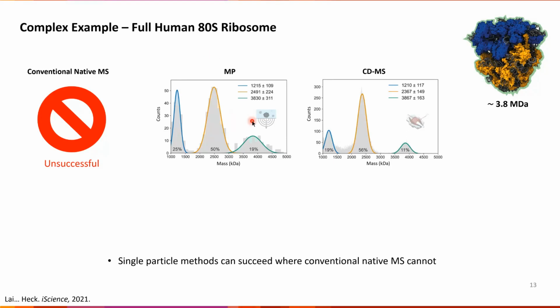We see a distribution here at around 3.8 megadaltons, and that agrees quite well with the mass of the entire 80S particle. We also see lower masses, which I showed in yellow and blue, that correspond to the 60S and the 40S particle. So this demonstrates that, depending on the complexity and the heterogeneity of your system, these single particle methods let us measure the masses of protein complexes where historically we haven't been able to with just conventional native mass spectrometry.